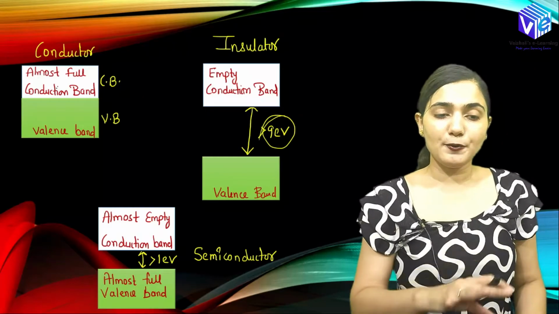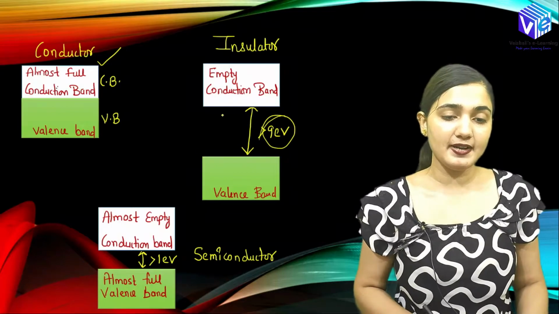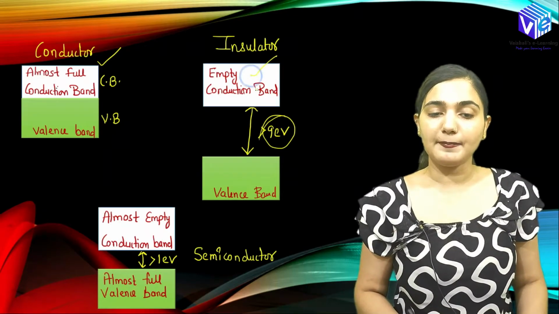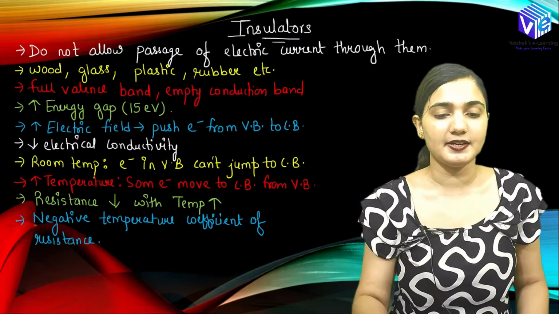So I hope you understood the different cases. In the conductor we have an almost full conduction band, in the insulator we have a fully empty conduction band, and in the case of semiconductor we have an almost empty conduction band.